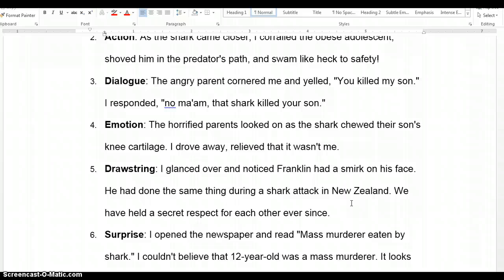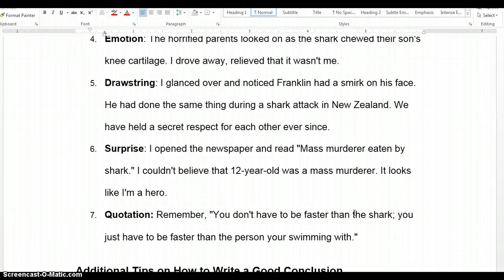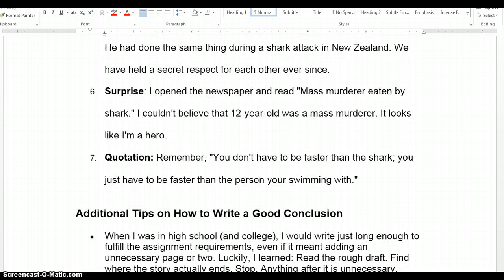Then there's the drawstring conclusion. "I glanced over and noticed Franklin had a smirk on his face. He had done the same thing during a shark attack in New Zealand. We have held a secret respect for each other ever since." Then there's the surprise ending. "I opened the newspaper and read, 'Mass murderer eaten by shark.' I couldn't believe that 12-year-old was a mass murderer. It looks like I'm a hero." And finally, you could end with a quotation. "Remember, you don't have to be faster than the shark, you just have to be faster than the person you're swimming with."